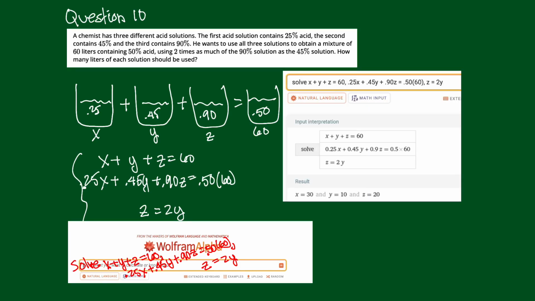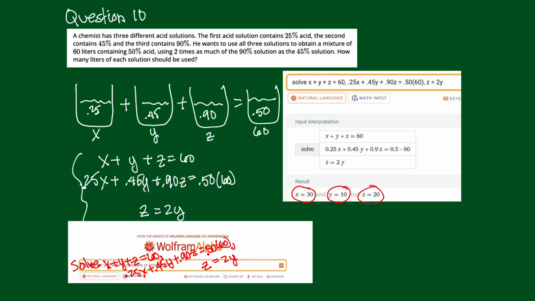So here's what I got. I entered the equations. I just checked to be sure that that's what I actually put in. And here are my solutions right here. X is 30, Y is 10, Z is 20. So the question is, down at the bottom, how many liters of each solution should be used? So what is X? You got X equals 30, but what is X? X is the number of liters of 25% solution.